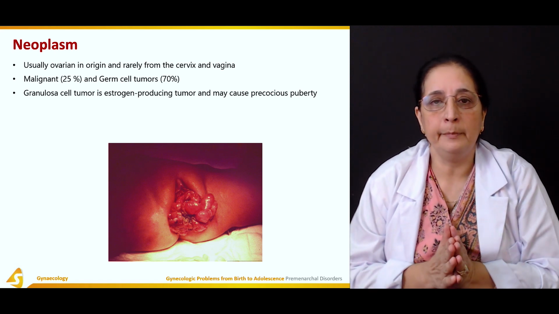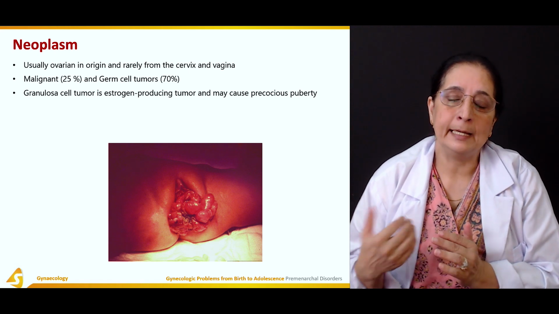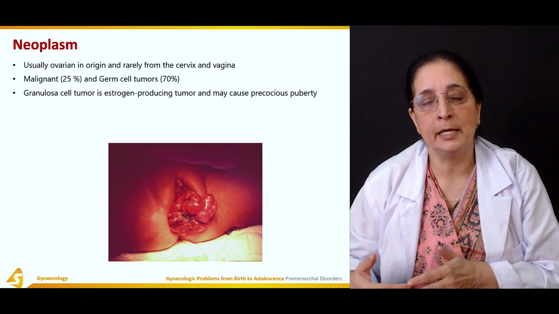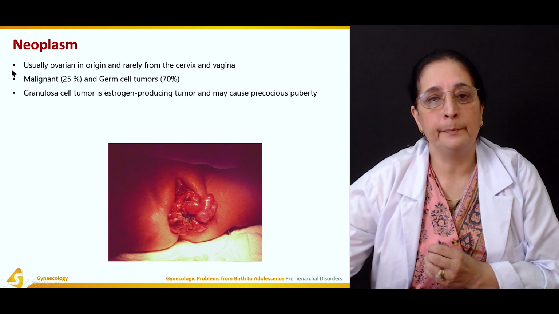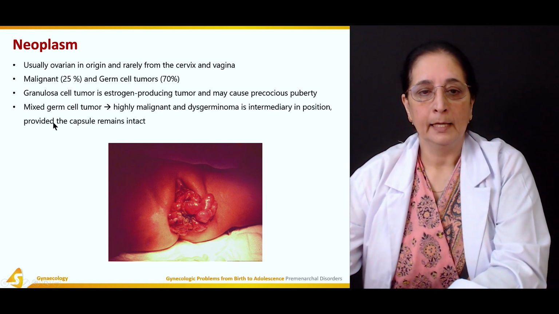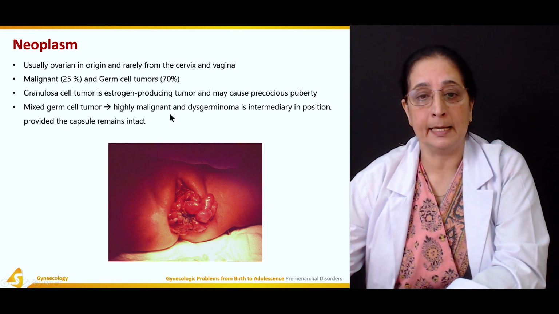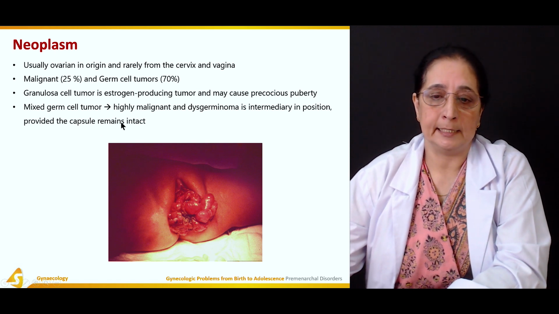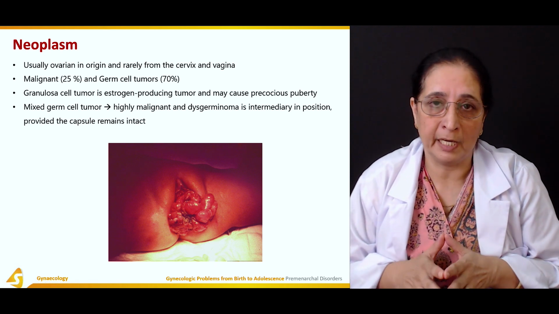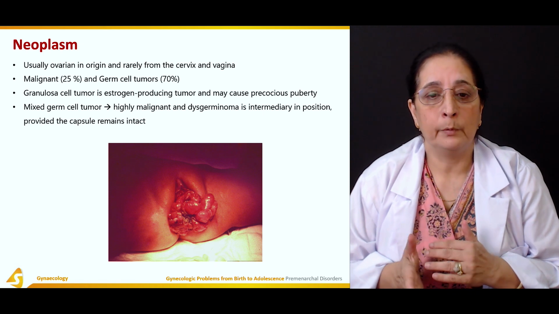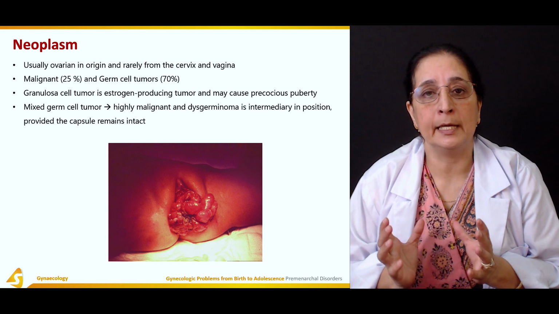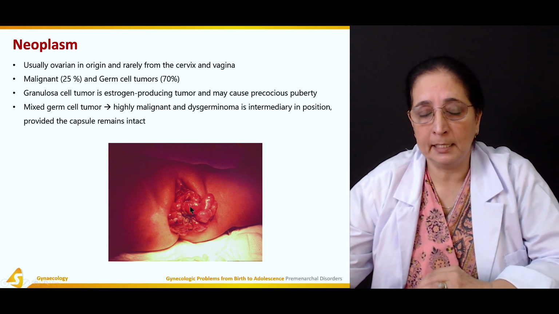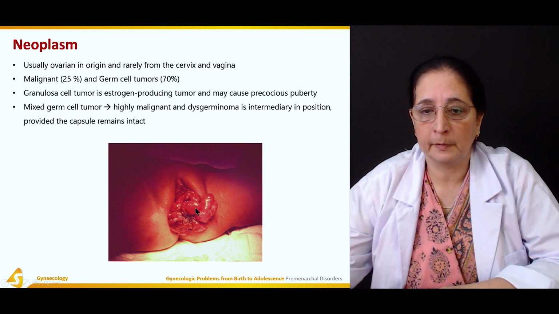We already mentioned that in the premenarchal girl, the estrogen level is low. That leads to vulvovaginitis and different conditions. But when the estrogen level is high, it can lead to early puberty, early menarche. So all this may be granulosa cell tumor. Then we have mixed germ cell tumor, which is highly malignant, and germinoma is intermediary in prognosis provided the capsule remains intact. So different types of neoplasm, mainly ovarian, but sometimes from the cervix and vagina. It can be malignant in 25%, germ cell in 70%, and granulosa cell produces estrogen leading to precocious puberty, and that's the naked eye appearance of the neoplasm that's coming out.